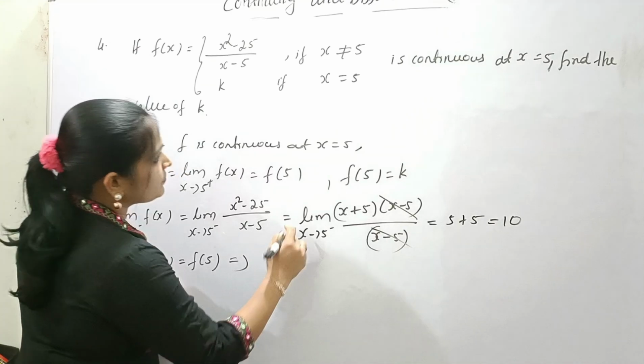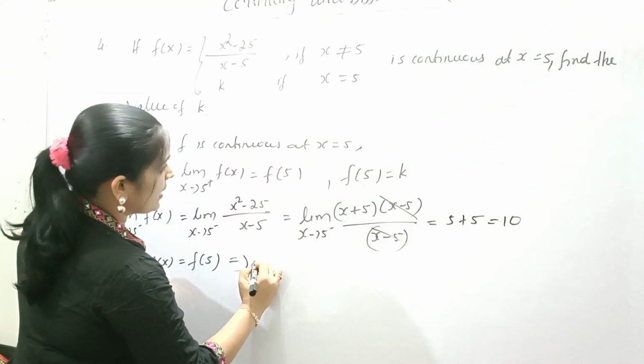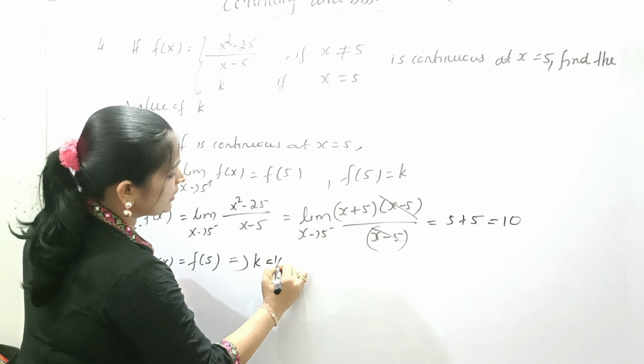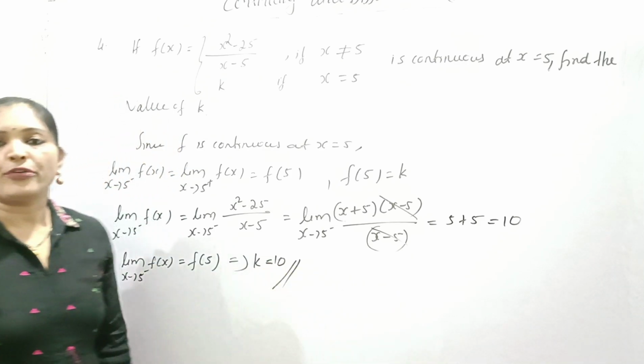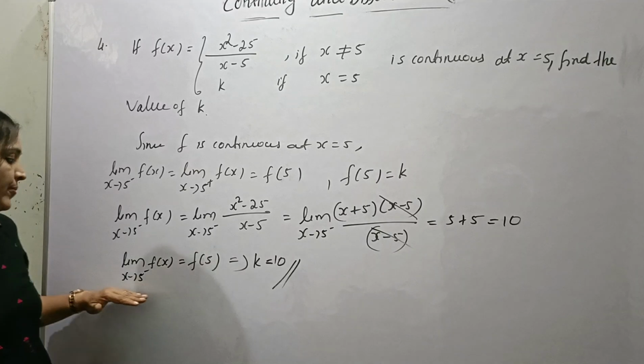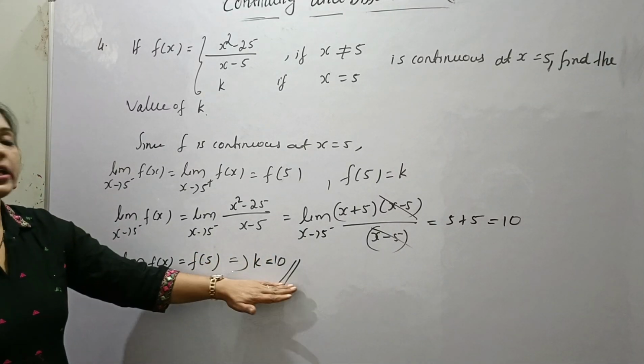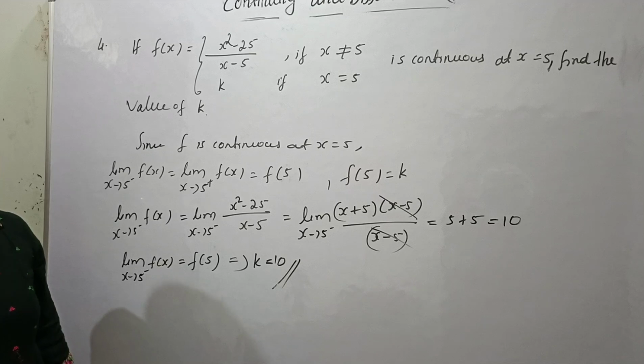That implies, what is f of 5? K, right? K is equal to 10. That's all. Value of k is 10 because f of 5 is equal to k and limit x tends to 5 minus f of x is equal to 10. Therefore, k is equal to 10. Value of k is 10.